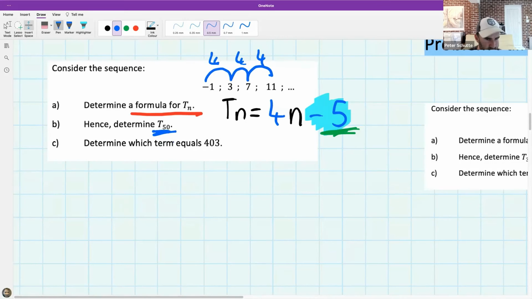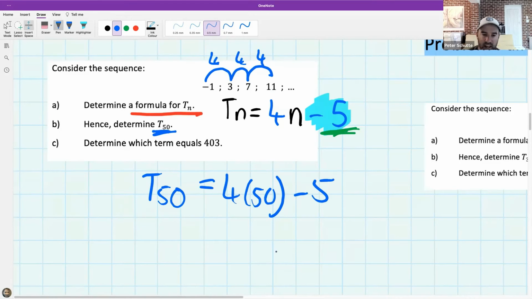What is T50? It's a weird thing to even say. It's the 50th position. It's the term, if I had to start at -1 as 1 and count 2, 3, 4, and count to the 50th position, T50 is the value. The way I get that is I put a 50 where n is, and I say 4 times 50 is 200, minus 5 is 195. And so then I've done B. Okay, so B is fine.